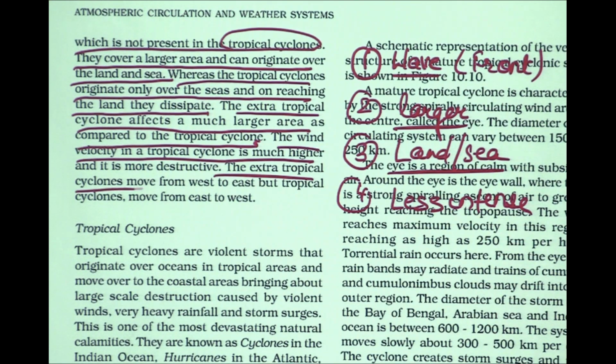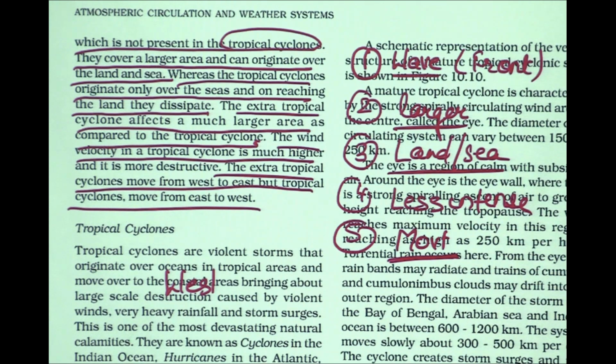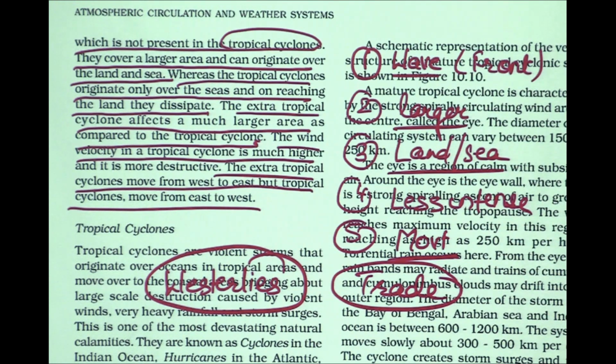The extratropical cyclone moves west to east, but the tropical cyclone moves east to west. The movement is also different. Why? The extratropical cyclone is in the westerlies belt. The tropical cyclone will be in the trade wind belt. So I am reading this statement again: the extratropical cyclone moves from west to east, westerlies, but the tropical cyclones move from east to west, trade winds.